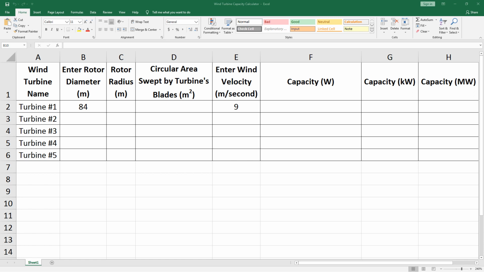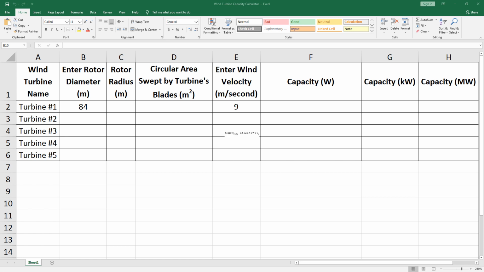This video demonstrates how to create a wind turbine capacity calculator in Excel. It establishes several constant values and then calculates the capacity of wind turbines in watts, kilowatts, and megawatts.